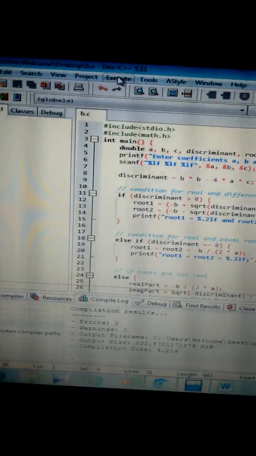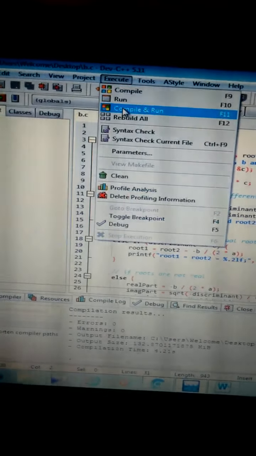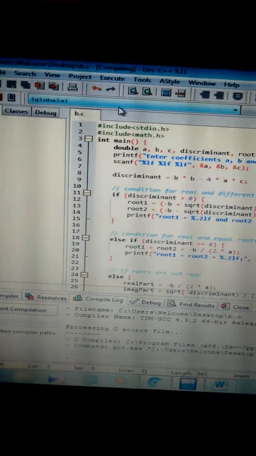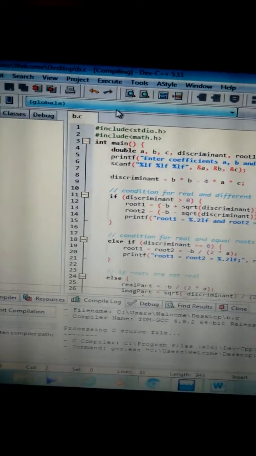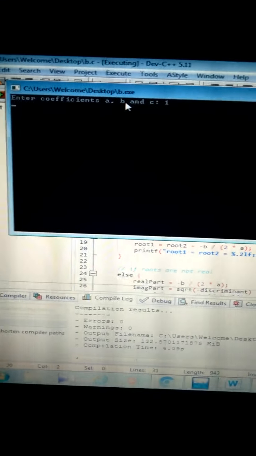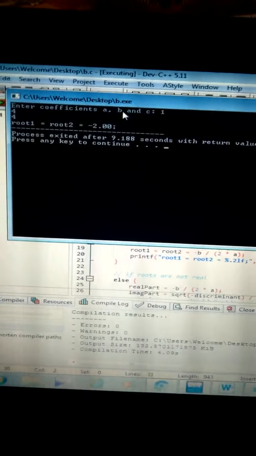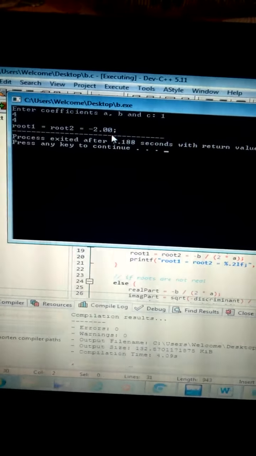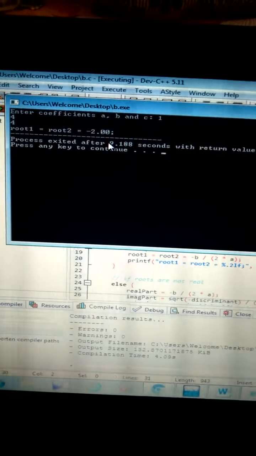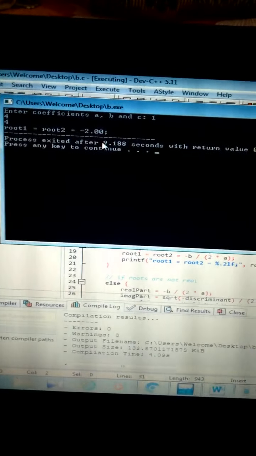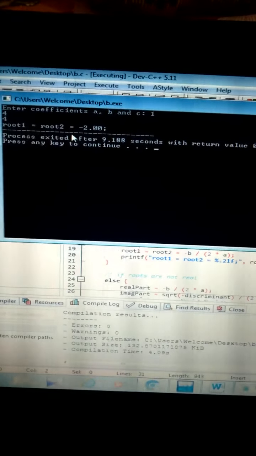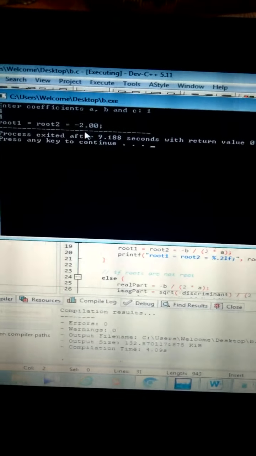Now for the second type of coefficients. Root 1 and root 2 are equal, that is minus 2.